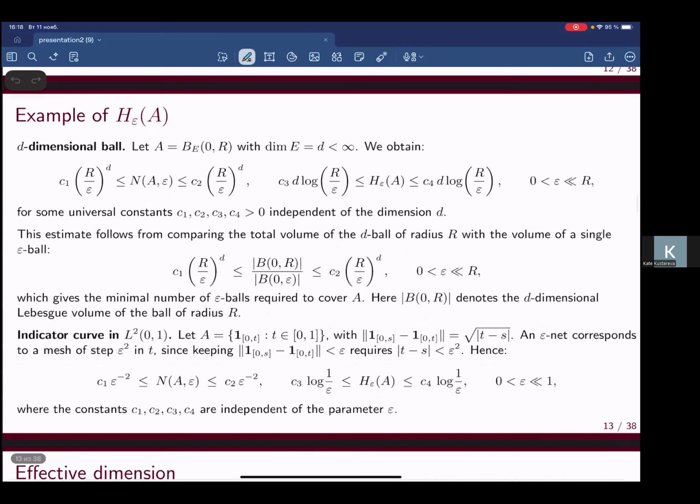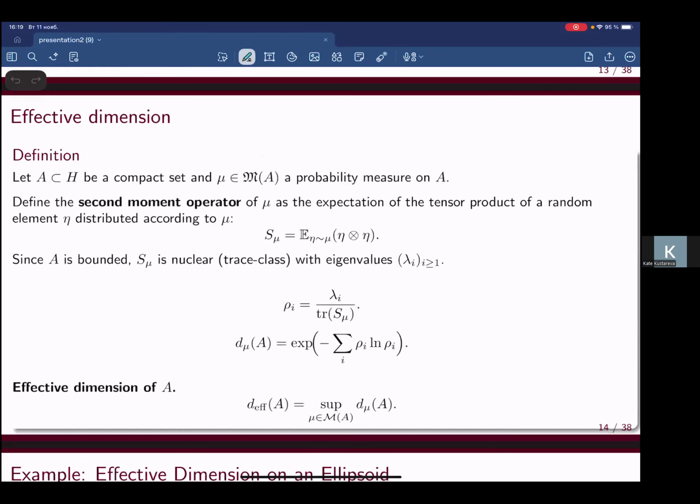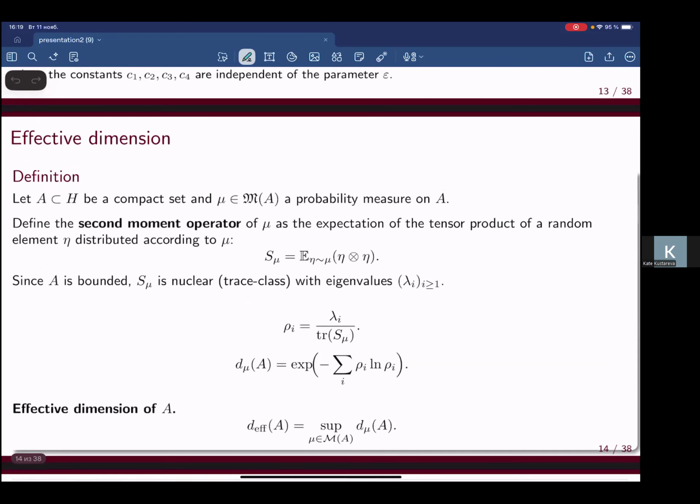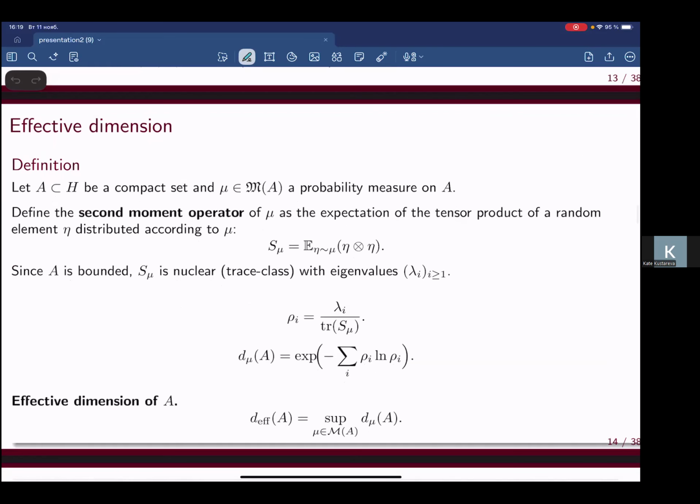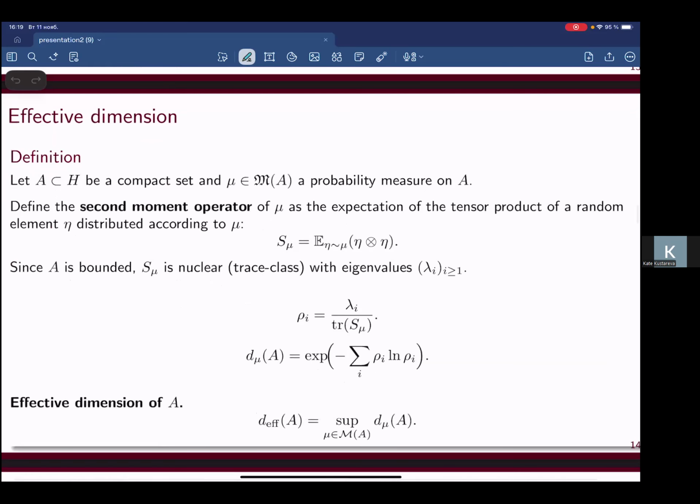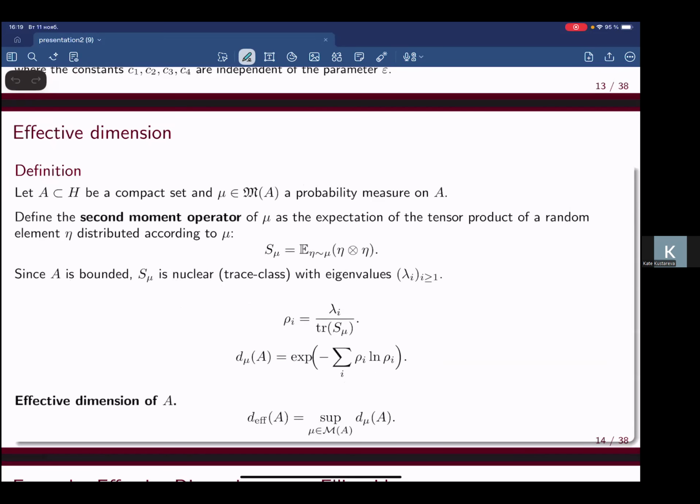The next one is effective dimension. And now let us move again to the compact subset A of the Hilbert space H. And let mu be a probability measure defined on A. And here we define the second moment operator of mu as the expected tensor product of a random element eta distributed according to mu. So formally, S mu equals the expectation over eta of eta tensor eta.